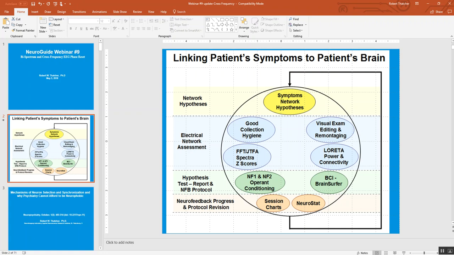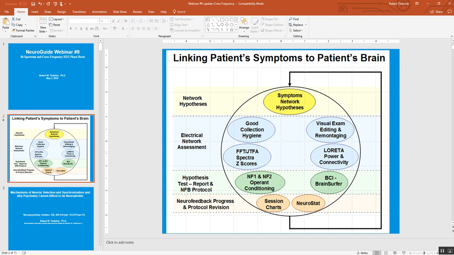patient symptoms to dysregulation of the patient's brain by forming hypotheses, and making sure you have good collection hygiene, visual editing of the EEG, making sure that there is no artifact and that one selects artifact-free sections of the EEG with at least 0.9 test-retest reliability, and preferably even higher. Then you do spectral analyses. This is in the light blue part here.